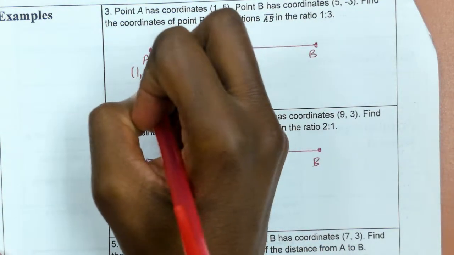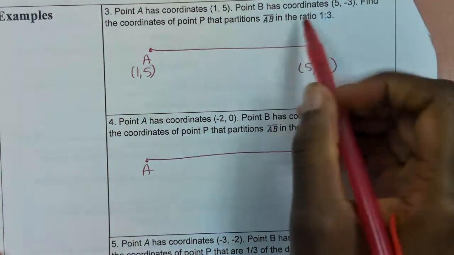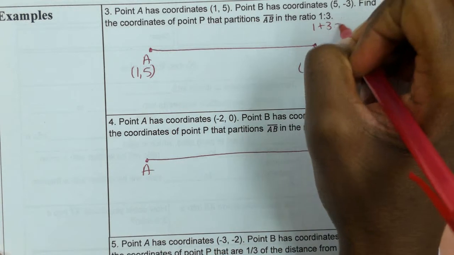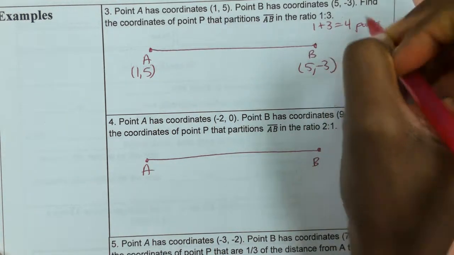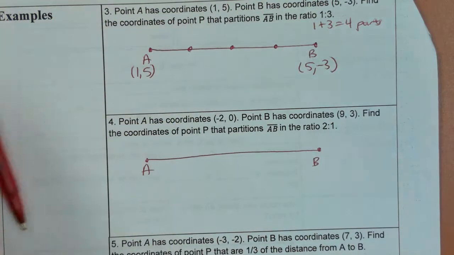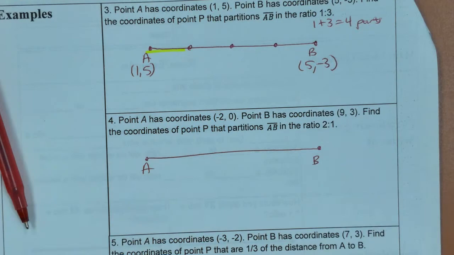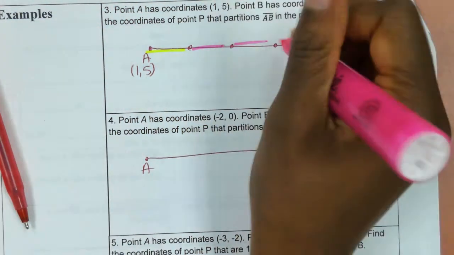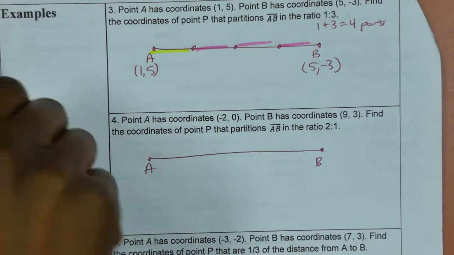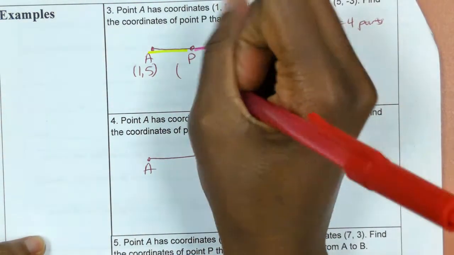So 1, 5, and 5, negative 3. We wanted to partition it into a 1:3 ratio, so a total of 4 parts. Okay, so we want 1 part before the point of partition, or the dividing point, 3 parts after the dividing point. So P is going to be this point.